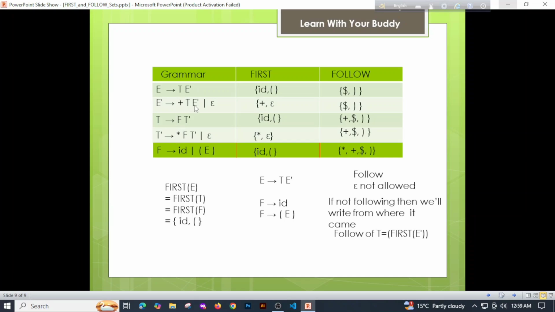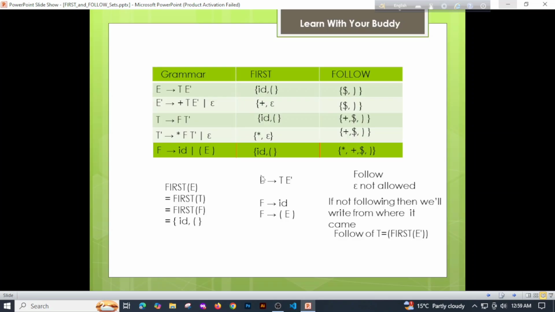That's why we have gone to E, the origin of E prime, and we have written the follow of E for T, and also plus, because in the second line where we have another T, there is a plus terminal. That's why we have written plus, dollar sign and the closing bracket. After that, for T prime, it is not followed by anything, so we will look for T, and we will write the follow of T for the follow of T prime.